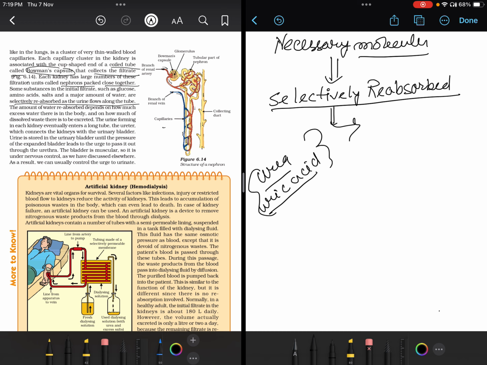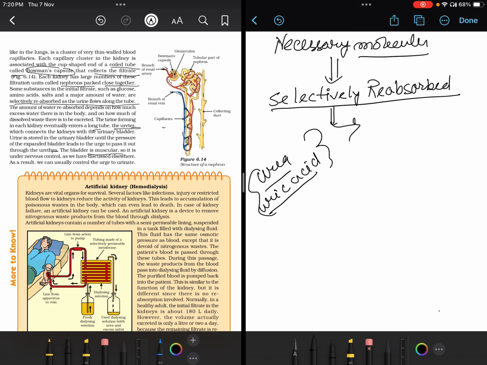Now, the amount of water reabsorbed depends on how much excess water there is in the body and how much dissolved waste there is to be excreted. The urine forming in each kidney eventually enters a long tube, the ureter, which connects the kidneys to the urinary bladder. Urine is stored in the urinary bladder until the pressure of the expanded bladder leads to the urge to pass it out through the urethra, as I have already explained.